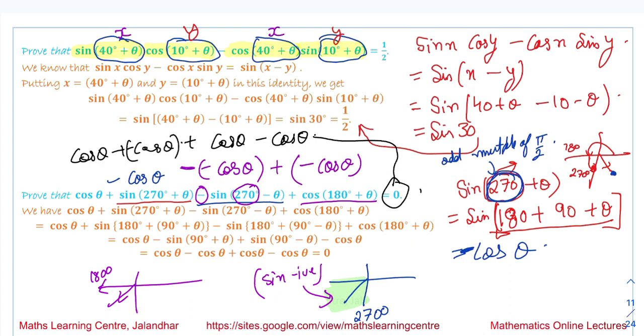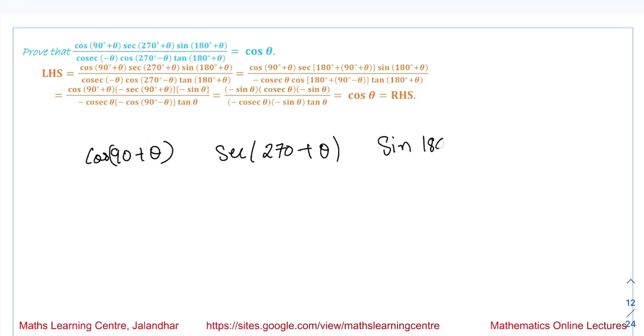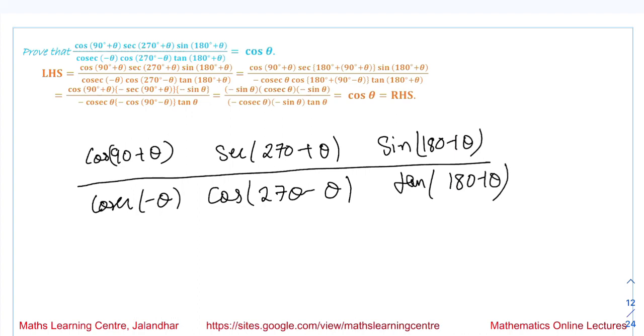Next is, prove that cos of 90 plus theta, secant of 270 plus theta, sine of 180 plus theta, and we are dividing it with cosecant of minus theta, cos of 270 minus theta, and tan of 180 plus theta. These all values we are talking about.